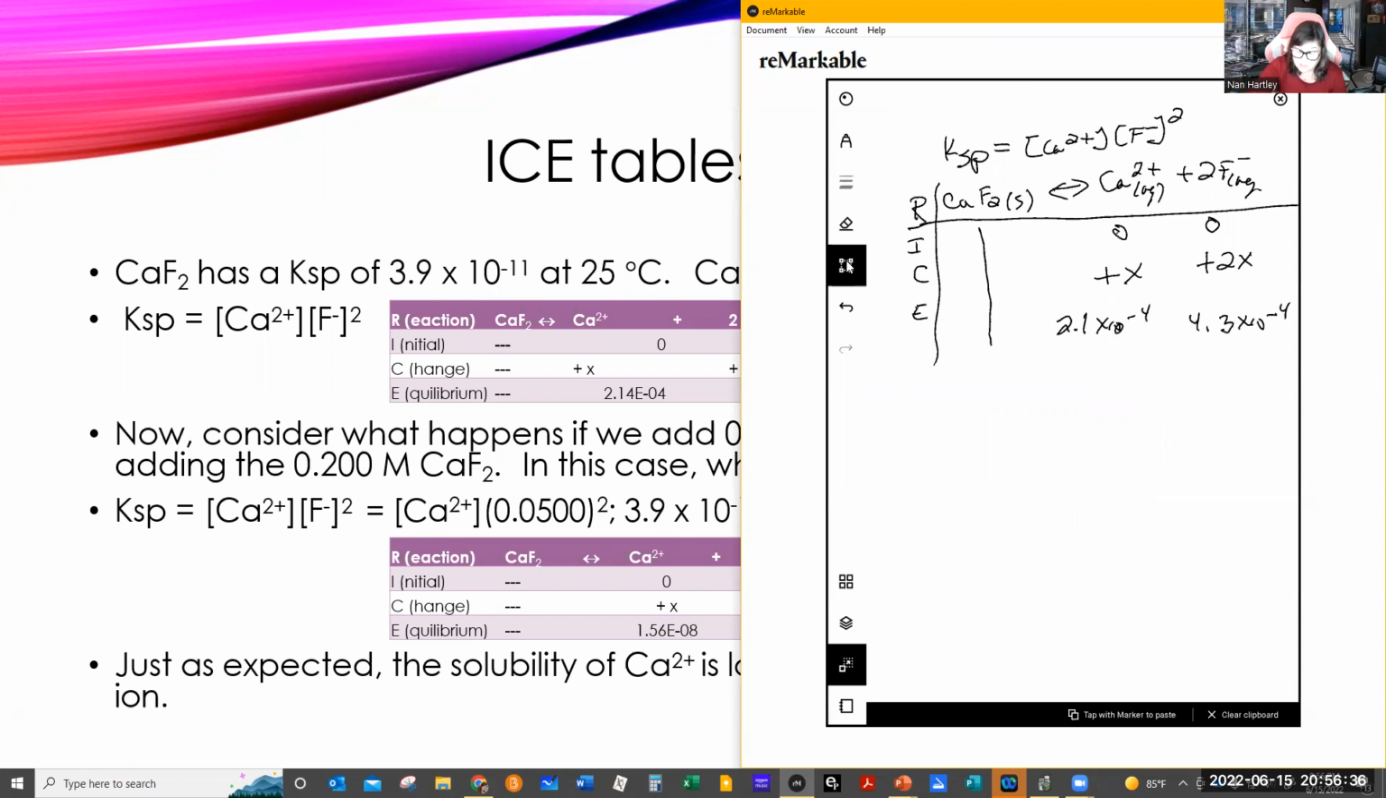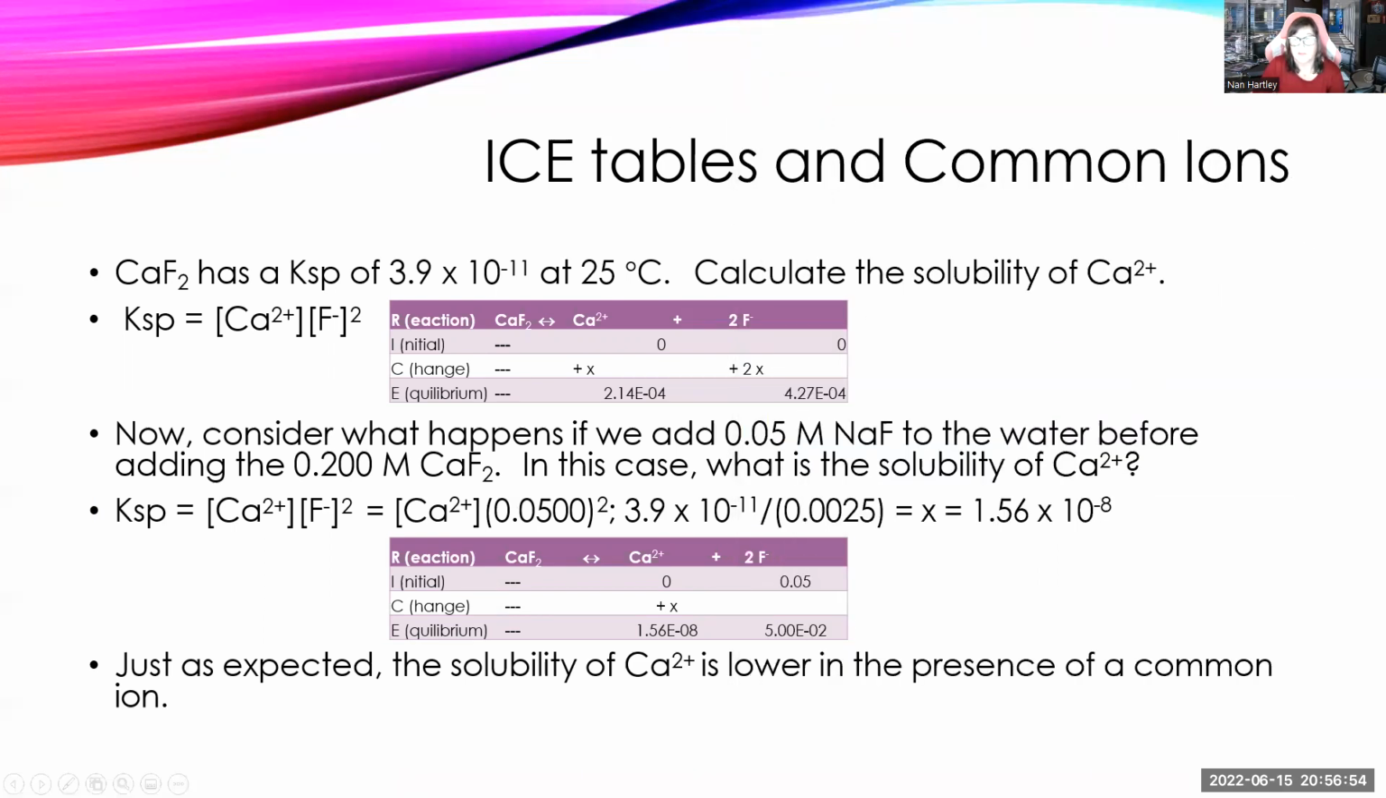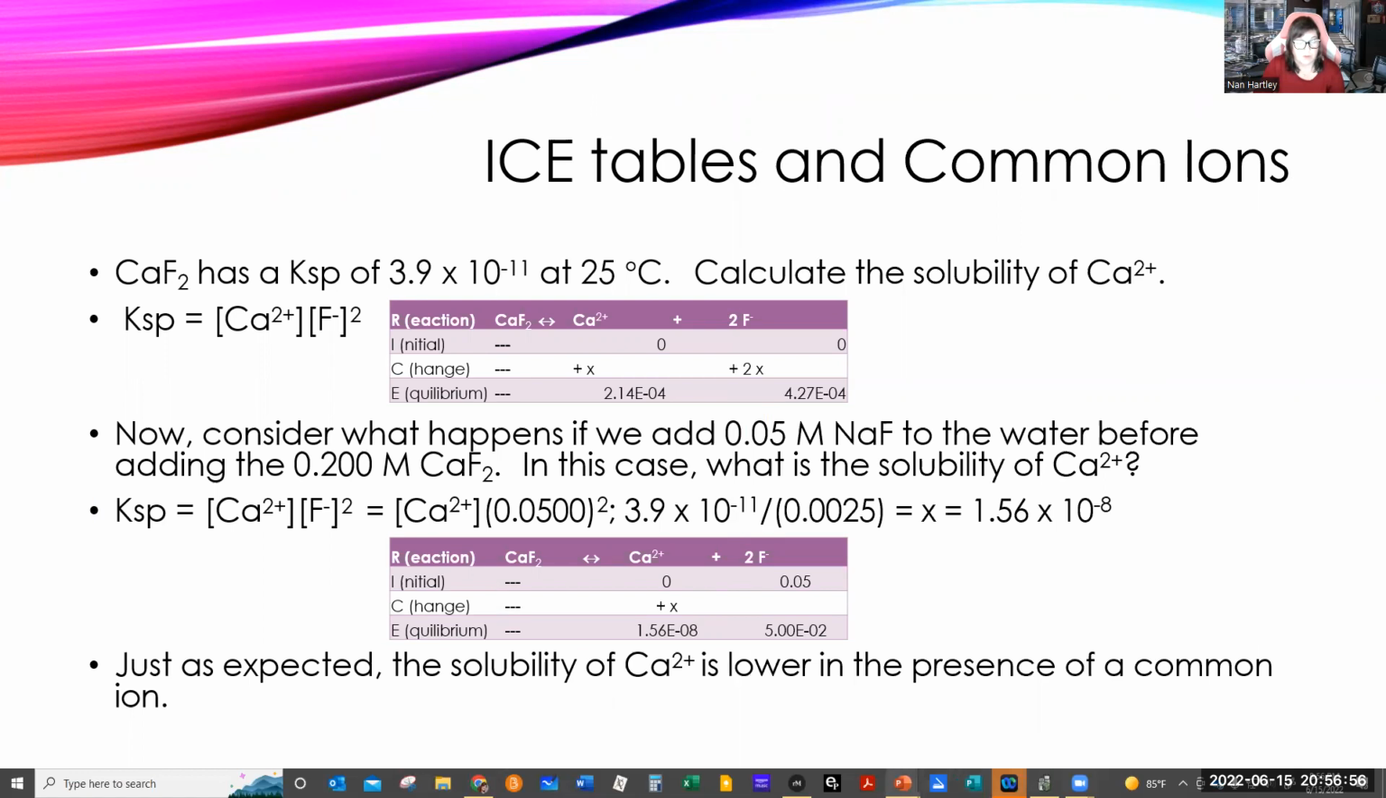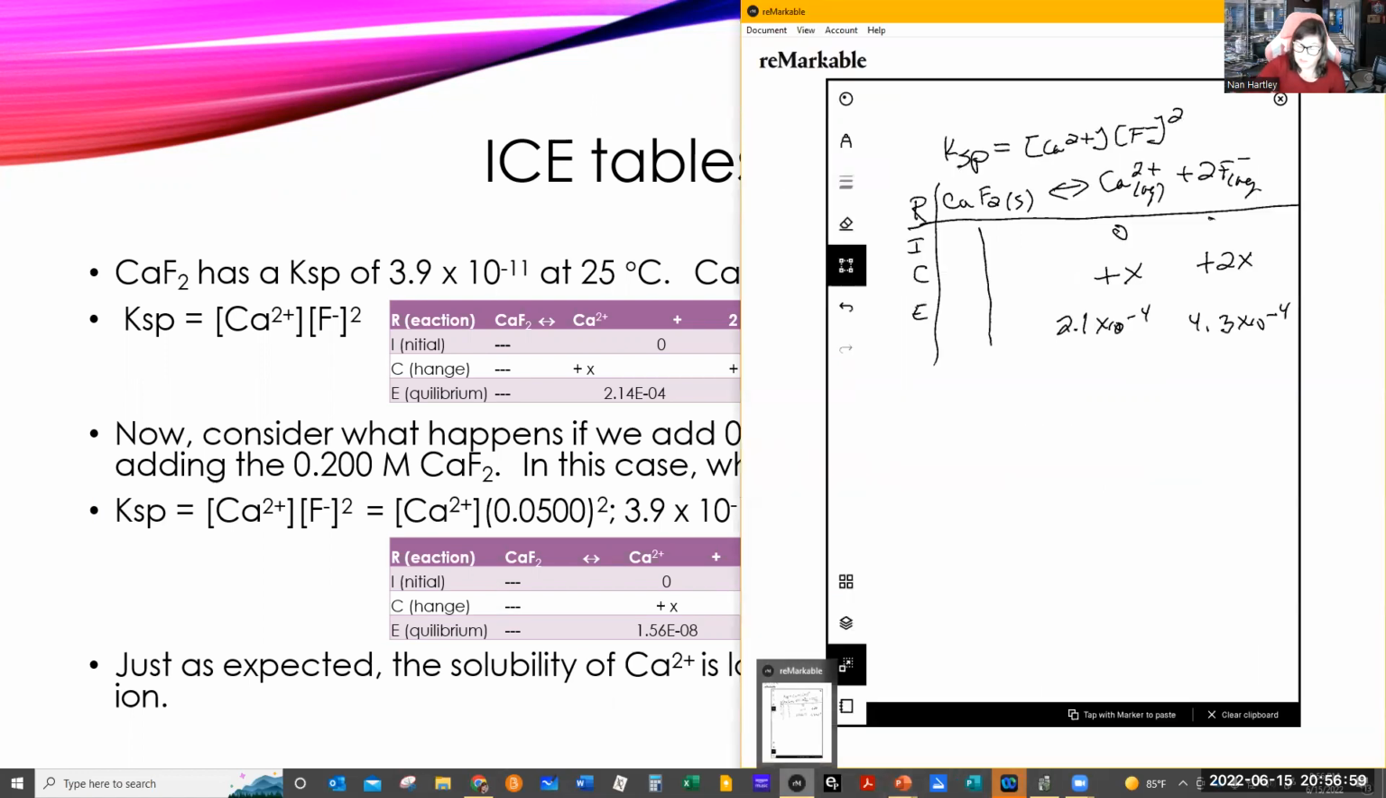Now, not everything is exactly the same because we don't have that initial condition where everything is 0. So we have a starting condition for our F minus. So this right here is going to change. And that initial value for the F minus is the 0.05 molar. So I'm going to put in the 0.05 molar. That means that my change is actually going to be that 0.05 plus the 2x.